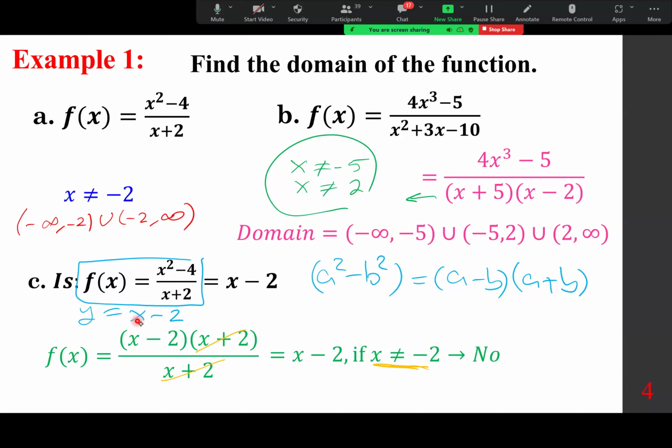So this line, if you put a hole at negative 2, comma negative 4, then it becomes the given function. So are they identical everywhere except at x equals negative 2? Therefore, no, they are not identical. They are not the same.